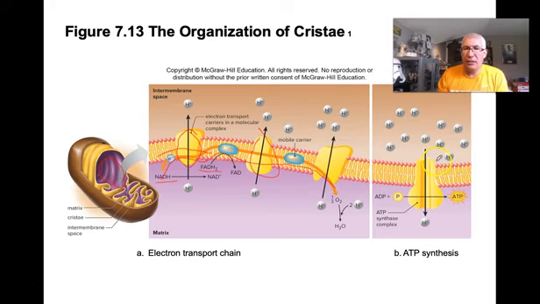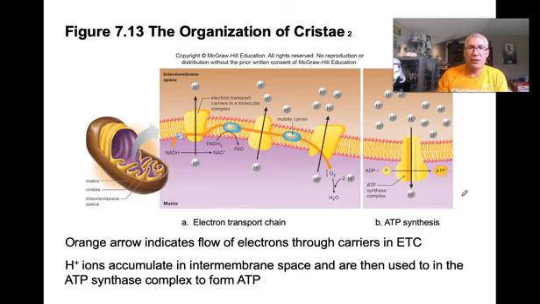At the end of the chain, we have a protein called ATP synthase. It takes adenosine diphosphate and an extra phosphate, and it joins them together with these electrons to make ATP that you need. That's kind of the big overall picture.